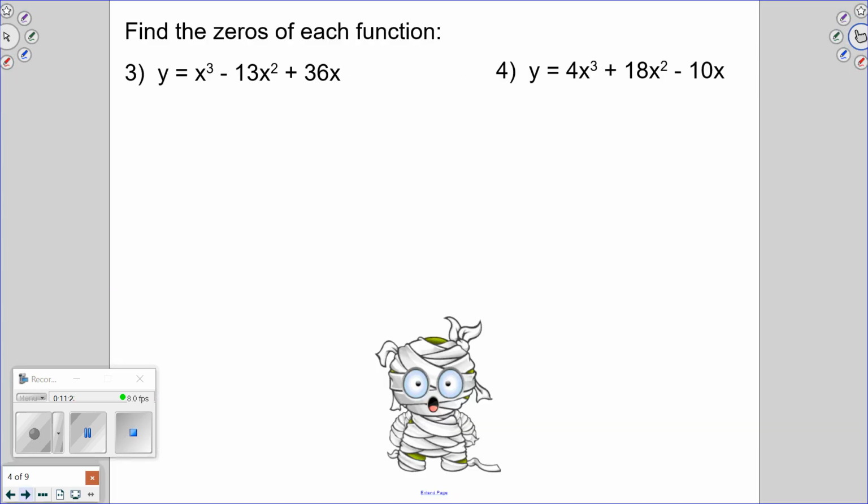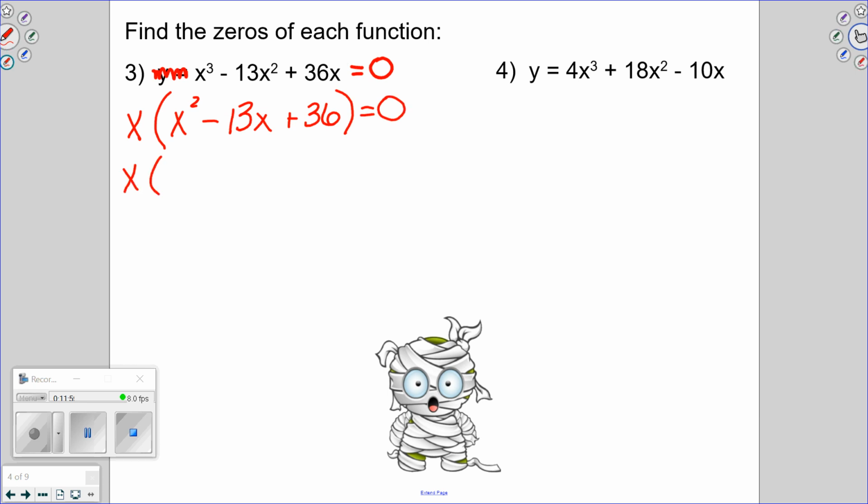All right, so let's practice just finding the zeros. Find the zeros of each function. GCF here, I'm going to be lazy, guys, and write equals 0 here. You guys cool with that? All right. GCF? I'm like, 0? That's not a very good GCF. All right, so x squared minus 13x plus 36. All right, down to a quadratic. Let's try to factor further.